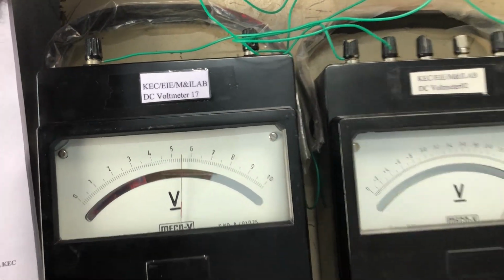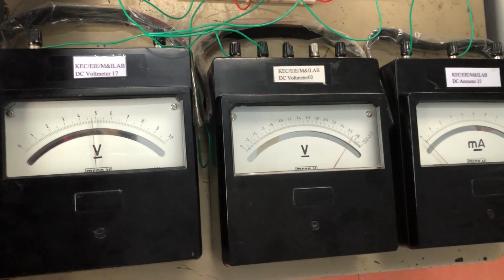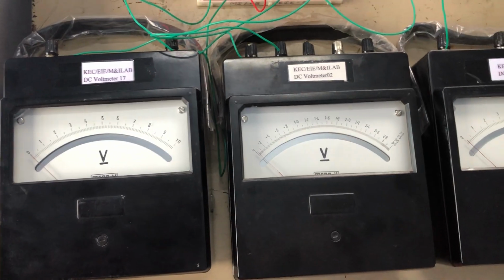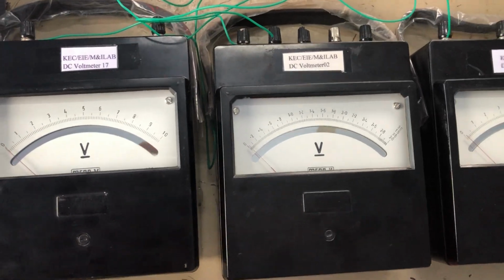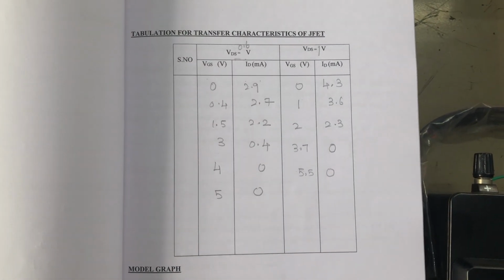VGS should be kept at 0. We have to make it 0. See, while making VGS 0, your current increases. Okay. And everything you should make 0 before switching off the supply. Okay. Thank you. So we have completed JFET drain and transfer characteristics.